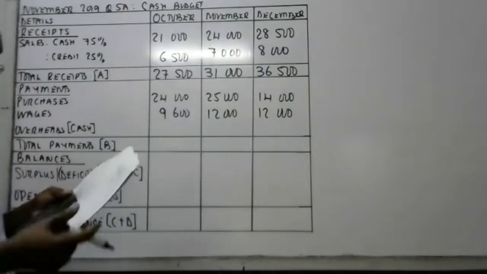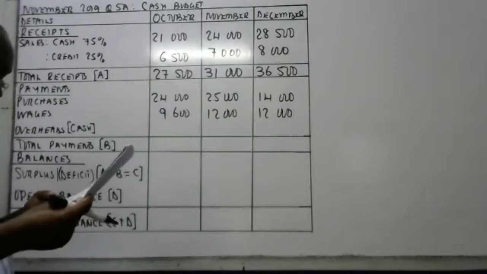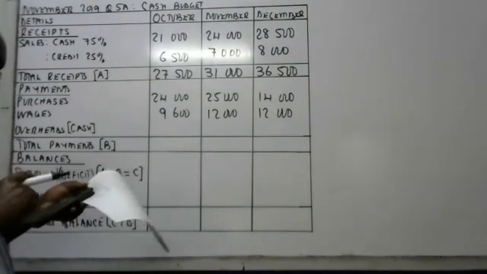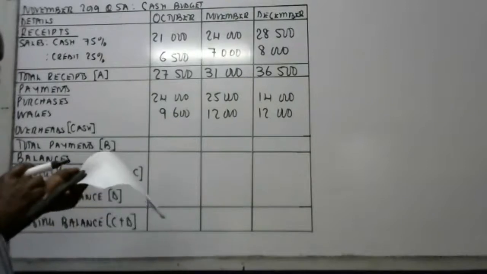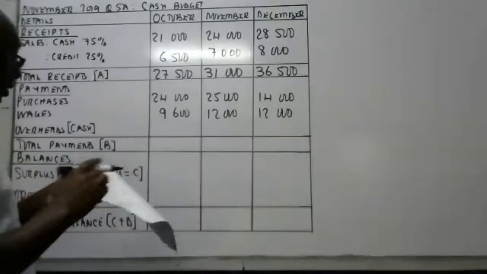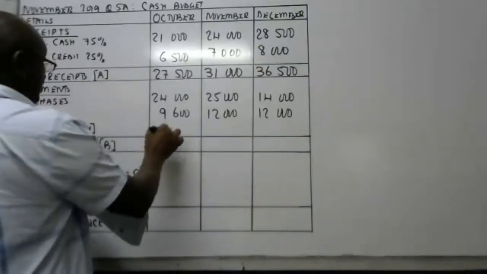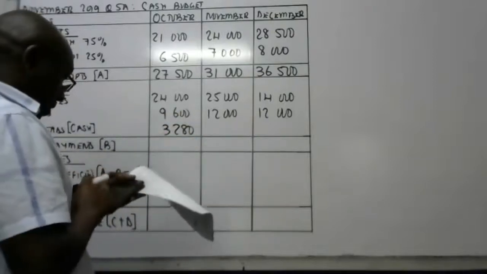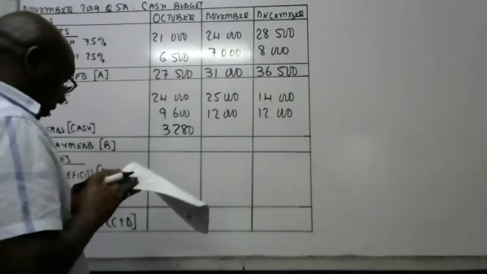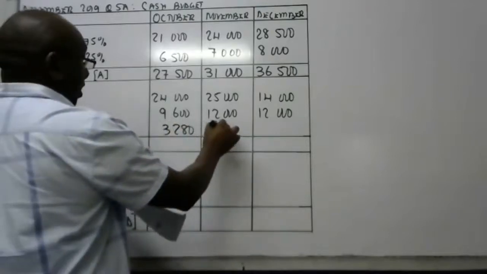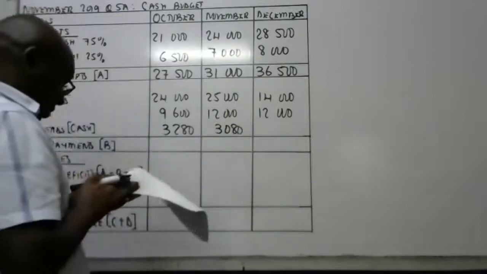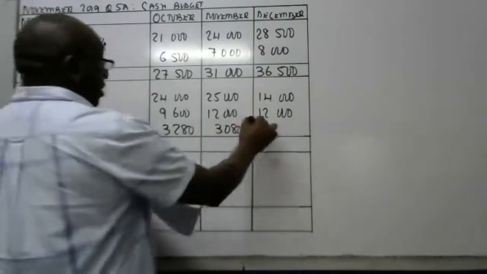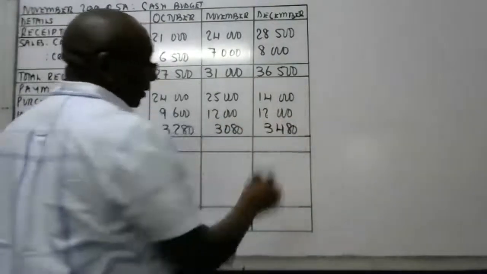Then for the overhead, we say it is cash. So you less depreciation. So for October, it will be 600 minus 320. That is 280. That 400 minus 320 is 3080. That 800 minus 320 is 480.